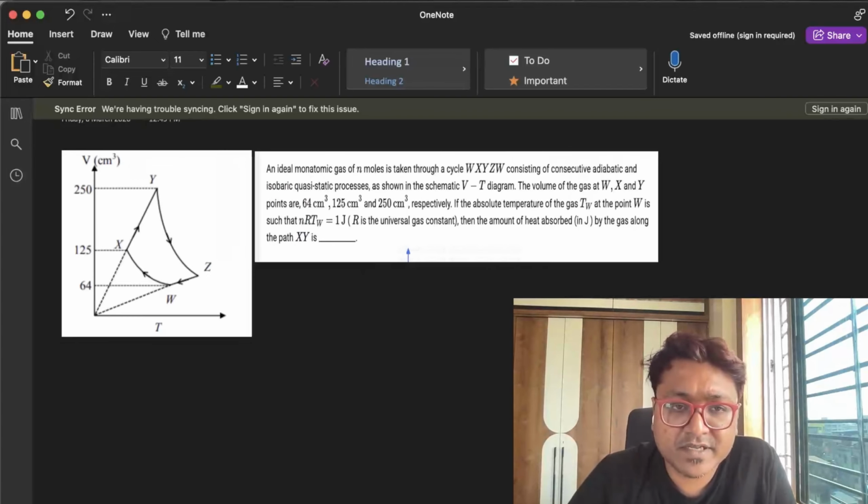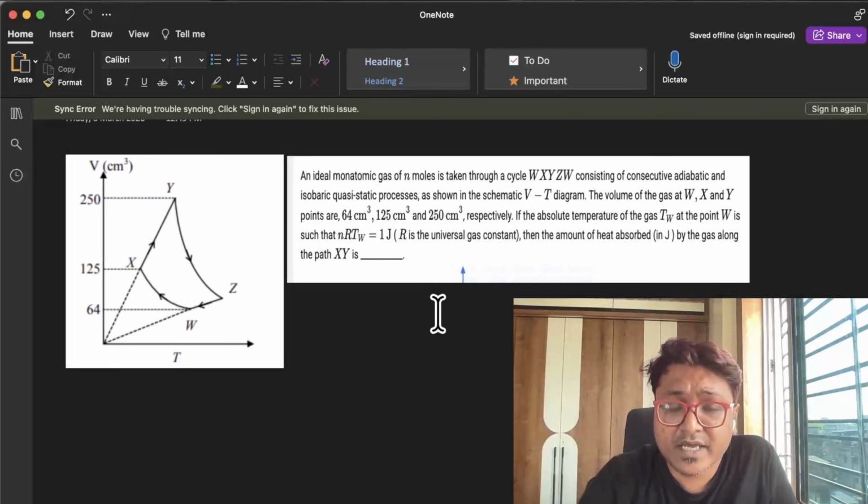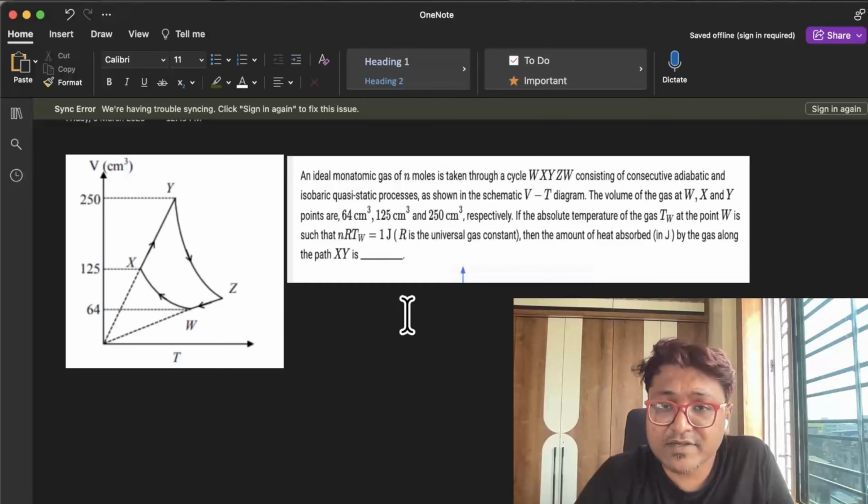Today we will discuss this amazing question of JEE Advanced 2025. It's a question from thermodynamics. As you can read the question, it is given that an ideal monatomic gas of n moles is taken through a cycle WXYZW, consisting of consecutive adiabatic and isobaric quasi-static processes. The graph is shown on the left side, and each of the points W, X, and Y are given to us. So that's a plus point. We can use that.